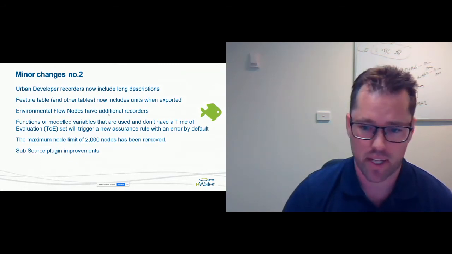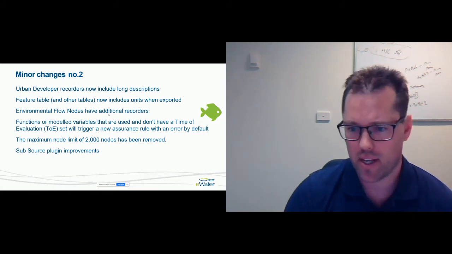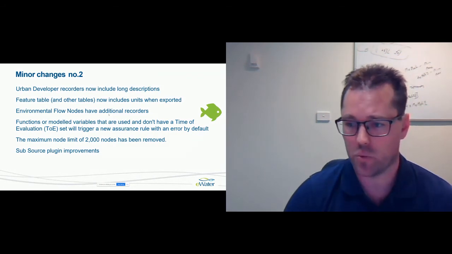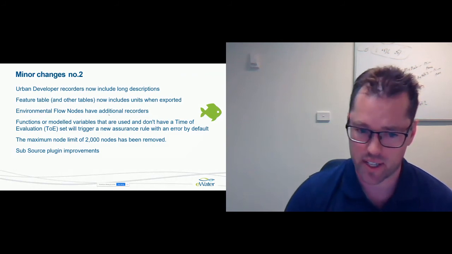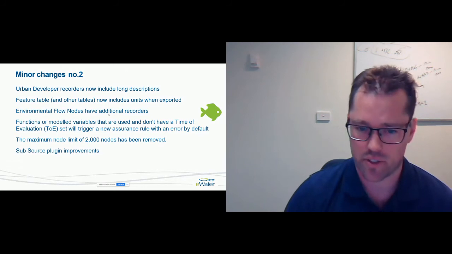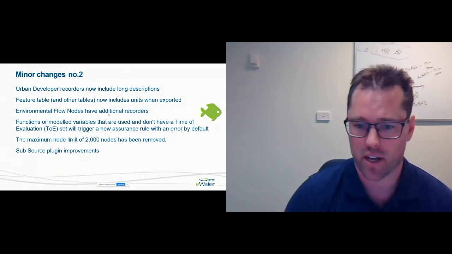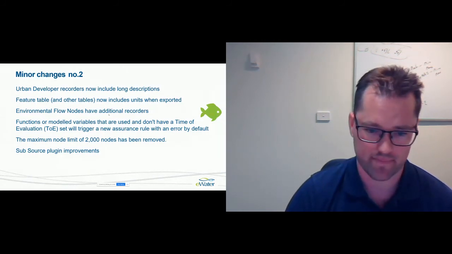And we've also been adding more validation. So functions or modeled variables that are used and don't have a time of evaluation set will start to fail. So if you are upgrading your model and you're starting to get it won't run, the error messages should show you, but this is one of the reasons why it won't automatically run. We've been increasing the validation of the function system.